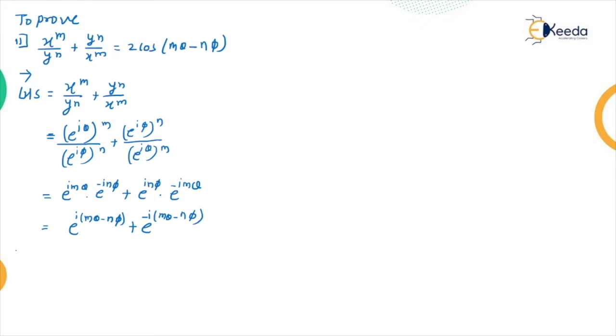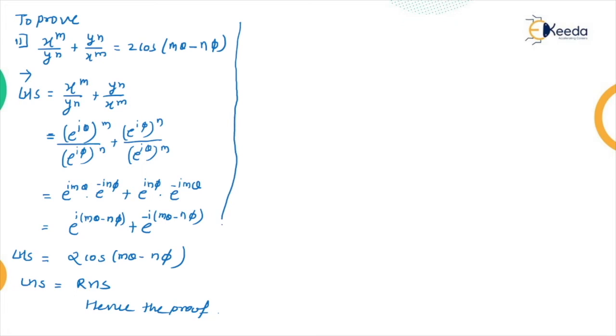And therefore by using the result, what is LHS? This is nothing but 2 cos(m theta - n phi). So here LHS is equal to RHS, and hence the proof. Okay, I hope all of you are getting this example. Now next we have to also prove the third part.